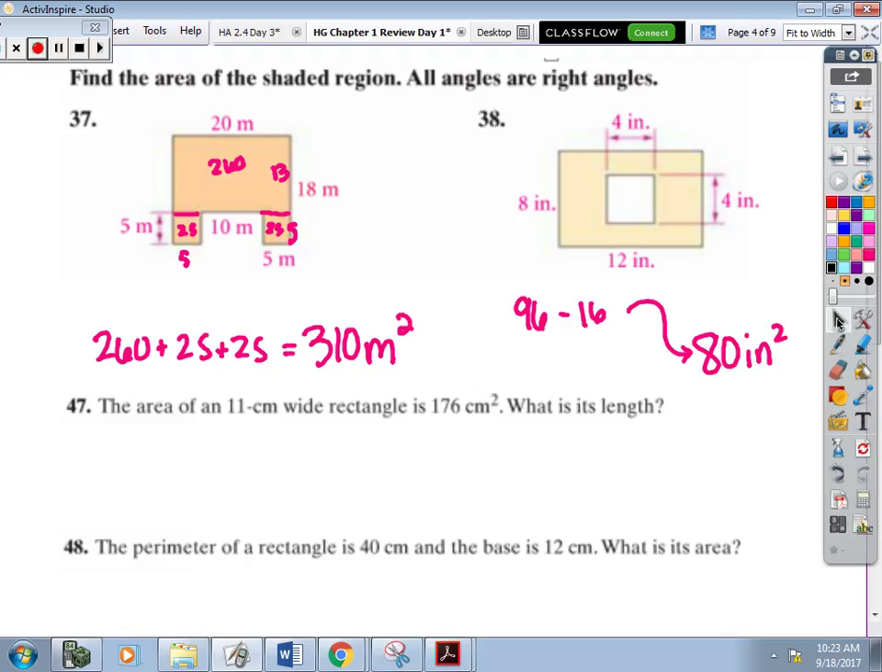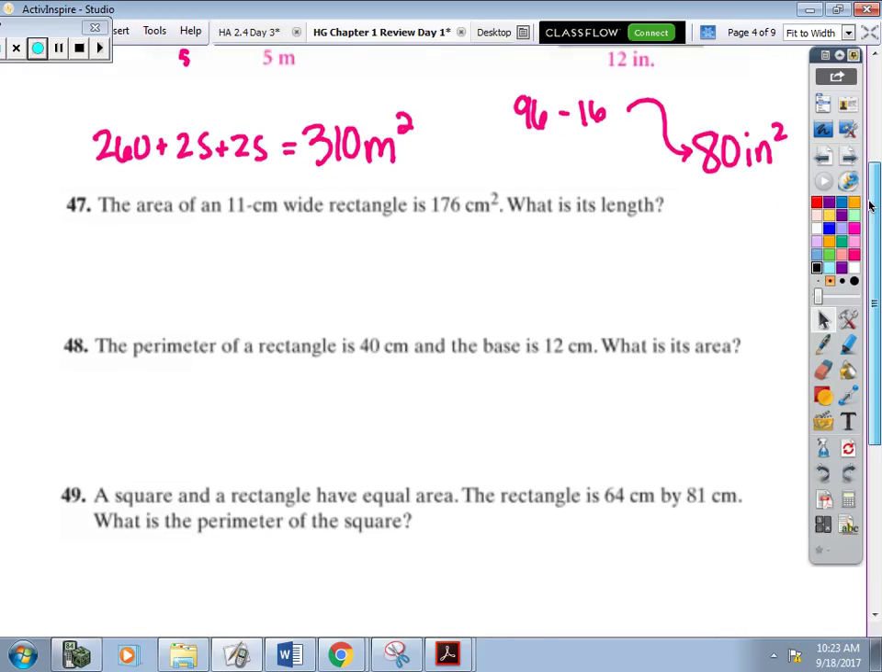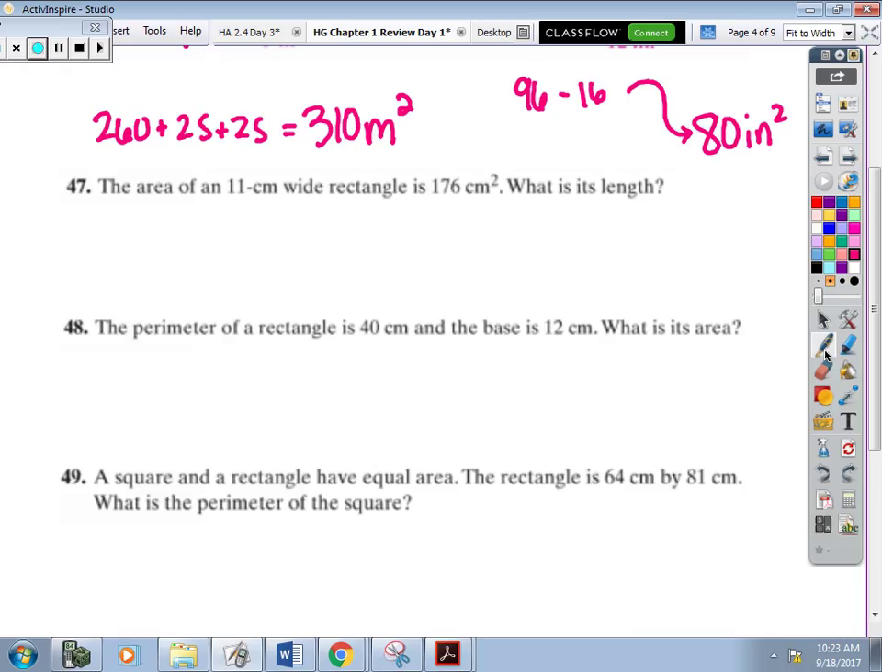All right, 47 had said the area of an 11 centimeter wide rectangle is 176 square meters. What is the length? So who found the length? Michaela? 16 centimeters. Very good. Wait, what was your unit? Just centimeters. I thought I heard squared. It should be just centimeters. The area is centimeters squared because we multiplied centimeters times centimeters, which gets us square units. Okay, so just regular units.